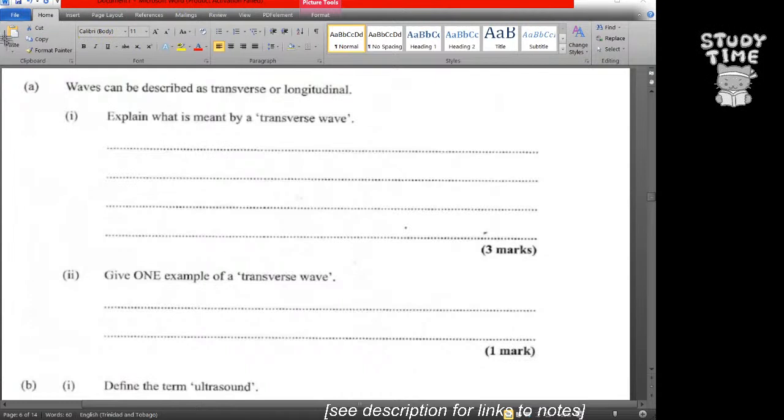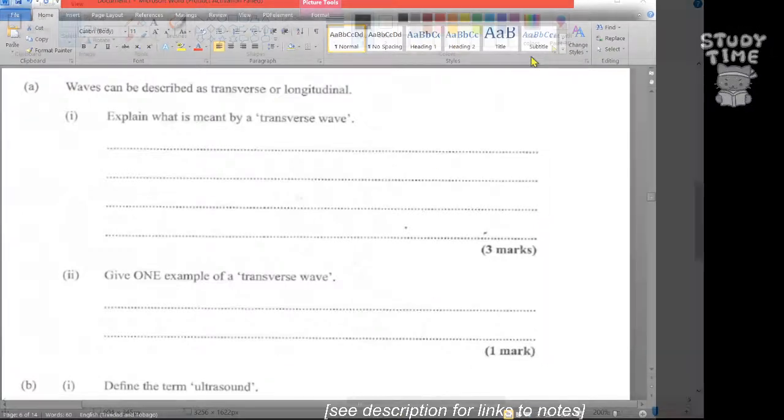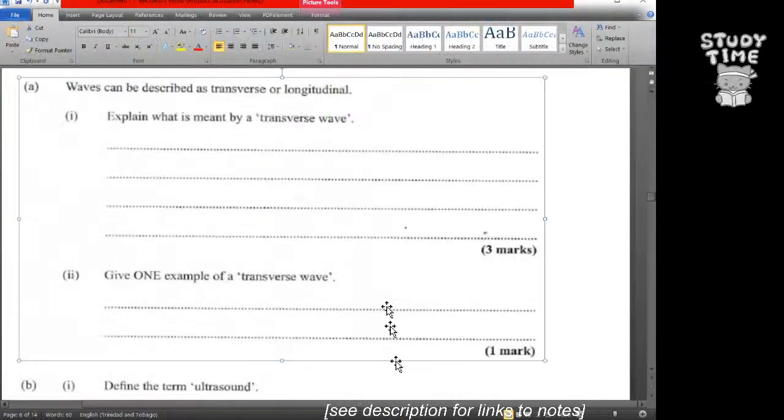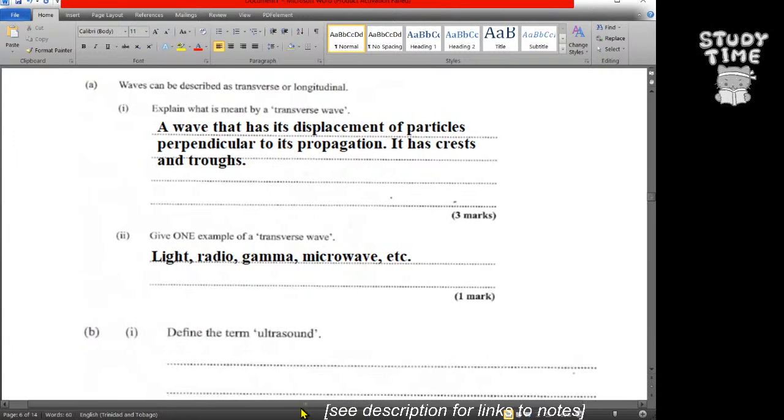Right, so a wave that has its displacement of particles perpendicular to its propagation. It has crests and troughs. I don't know what else I could really say there with 3 marks. That's really what it is. And then you have the example. Alright, let me look at this one here.